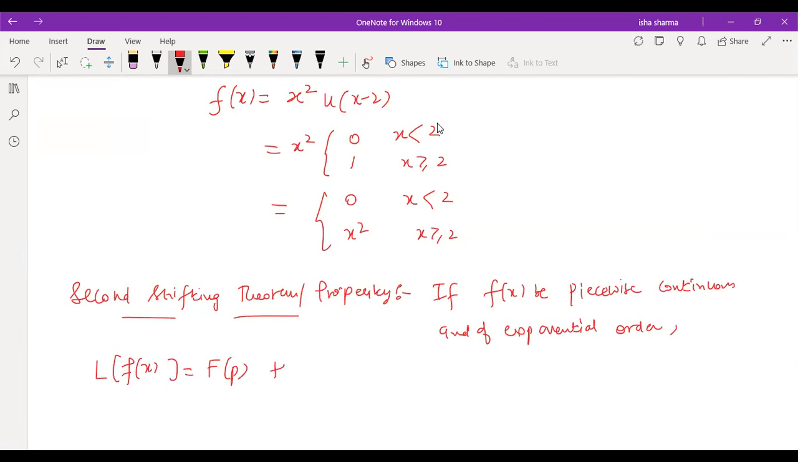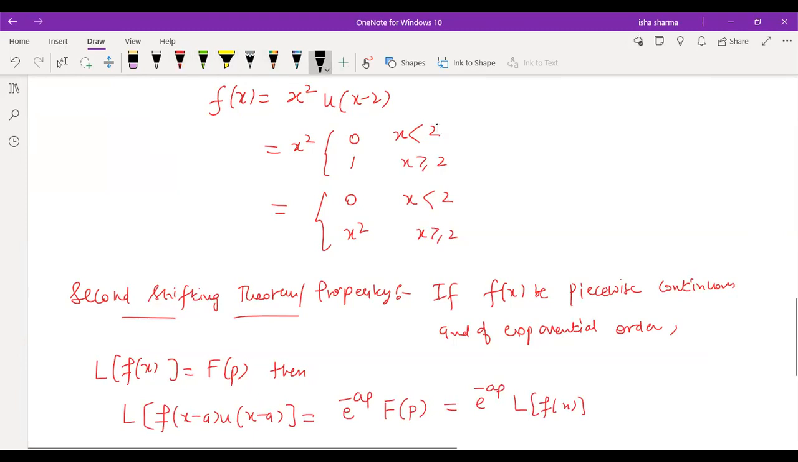Then the statement of the second shifting theorem is that L of f(x minus a) u(x minus a) is equal to e raised to power minus ap F(p), right? Meaning e raised to power minus ap L of f(x), because F(p) is L of f(x). So this second shifting theorem is helping us.